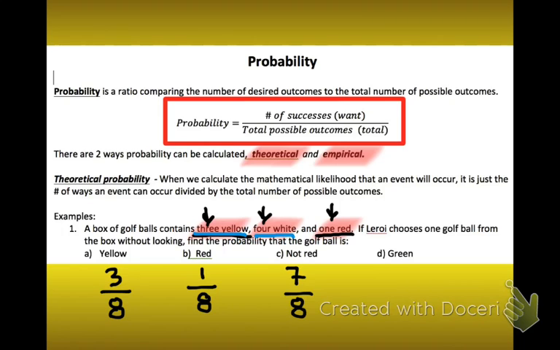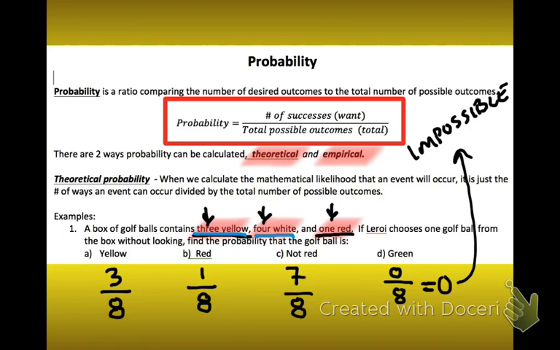And part D, the probability that the golf ball that Leroy chooses is green. Well, there are 0 green golf balls out of a total of 8. So that gives us a probability of 0. And this is significant because something that cannot happen has a probability of 0. And in mathematics, that's called impossible. So an impossible event is something that the probability of it happening is 0.